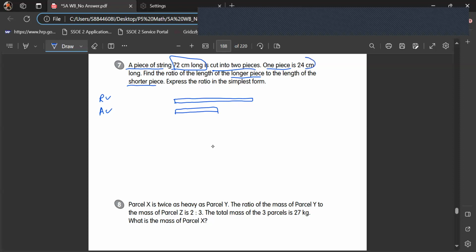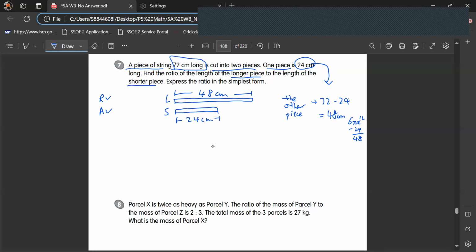But according to here, one piece is 24 centimeter. So if one piece is 24, that means the other piece, which I don't know whether it's longer or shorter, will be 72 minus 24, which is 48. Yeah, correct. 48 centimeter. This shows that the other piece is the longer piece. So this one is 48 centimeter. The shorter piece is 24. So I get the first step done.